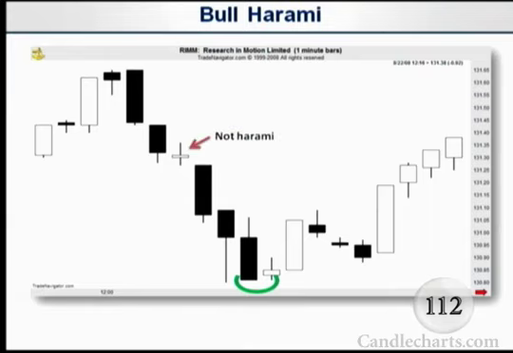Okay, why is that not a harami, the one that just emerged up there? Right, it's not within their real body, exactly.